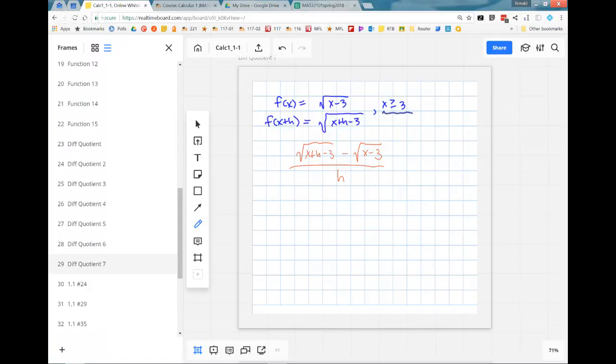What do I mean by a conjugate? This is kind of important. The conjugate of a plus b is a minus b. The conjugate of x minus 2 is x plus 2. So when you multiply conjugates, what do you get? You get the difference of two squares. So x plus a times x minus a is x squared minus a squared. So what we're going to do down here is multiply top and bottom by the conjugate of that top.